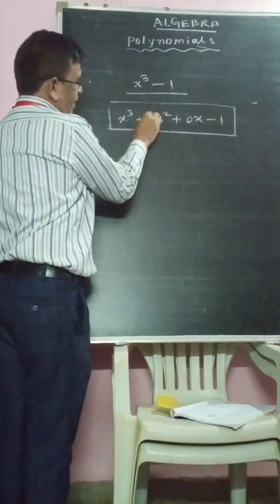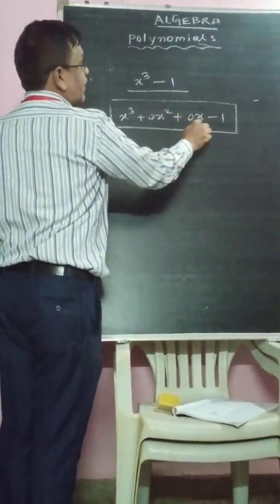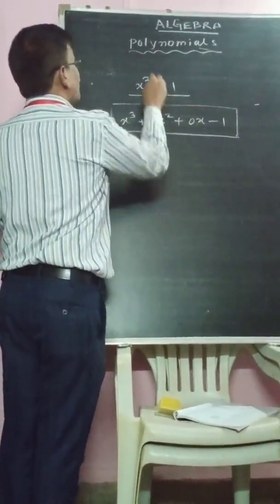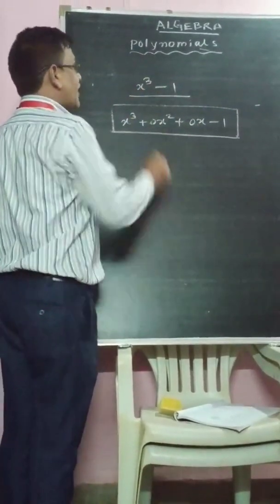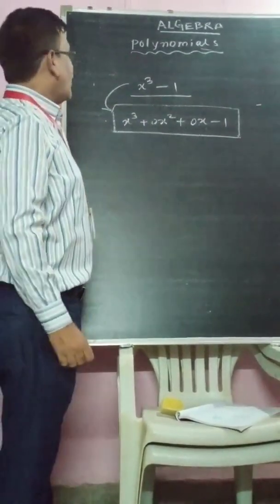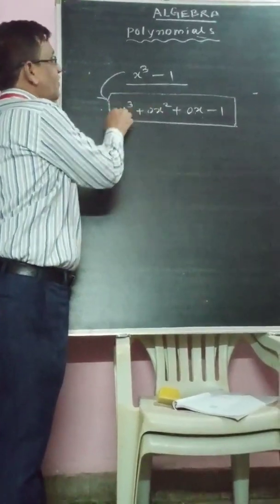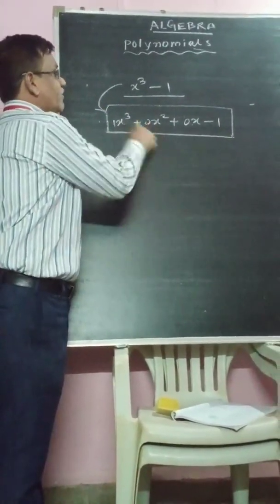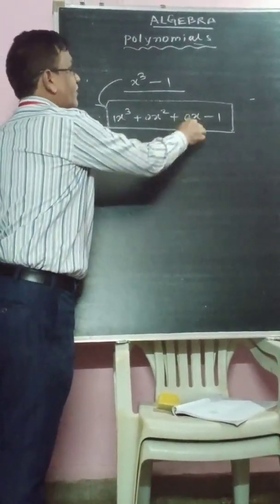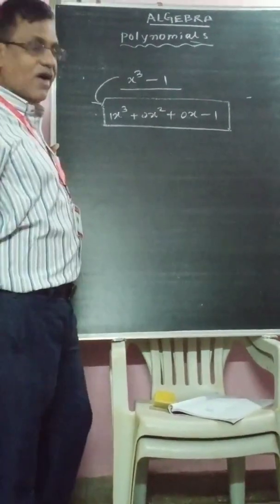Here 0 is there, so you can drop this term, and here also 0, so this term is 0, so you can write only x cube minus 1. But the actual polynomial is this one. So the coefficients in this polynomial are: 1 is the coefficient of the first term, 0 is the coefficient of the second term, 0 is the coefficient of the third term, and the fourth term has coefficient minus 1.